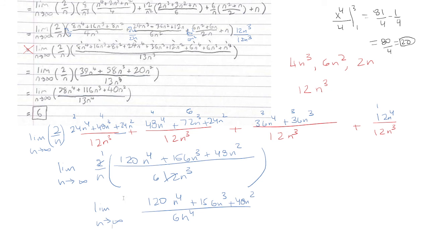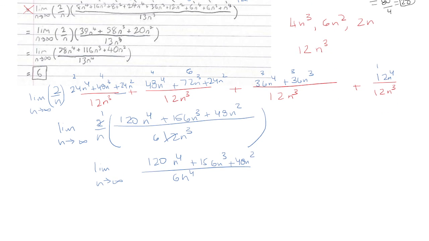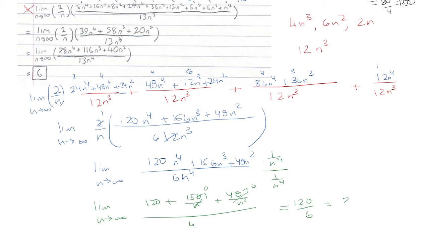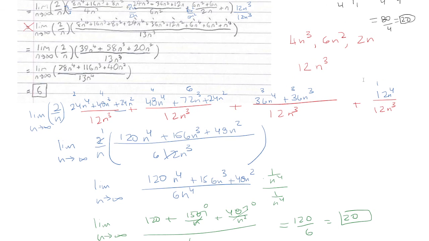Now, because we're looking at n going to infinity, we can look at the horizontal asymptote, but if you want to be precise, you can multiply everything by 1 over n to the fourth to get 120 plus 156 over n plus 48 over n squared, all over 6. Now these will go to 0. I'm left with 120 over 6, and so this is equal to 20. And that's the answer that I wanted to get.